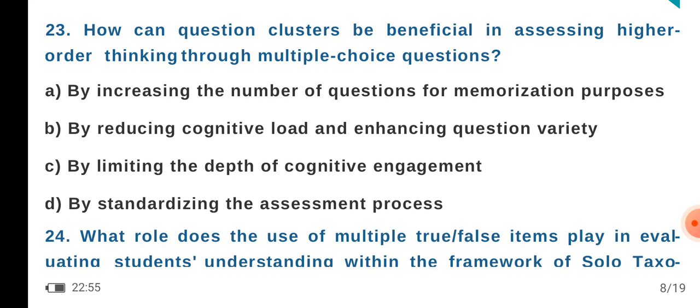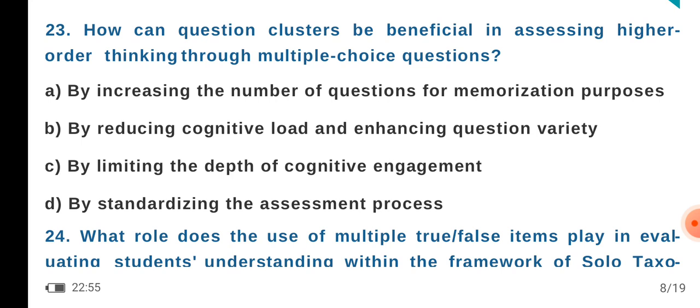How can question clusters be beneficial in assessing higher order thinking through multiple choice questions? A, by increasing the number of questions for memorizing purposes. Letter B, by reducing cognitive load and enhancing question variety. Letter C, by limiting the depth of cognitive engagement. Letter D, by standardizing the assessment process.